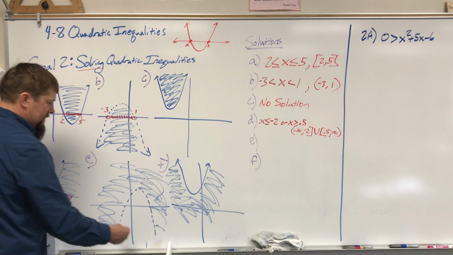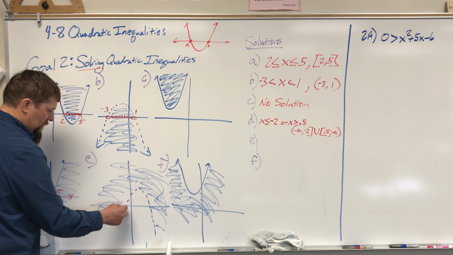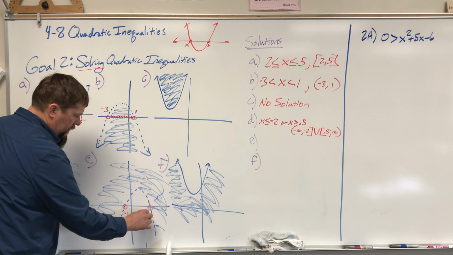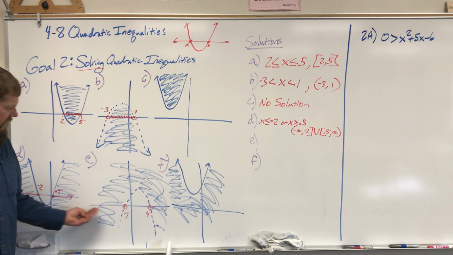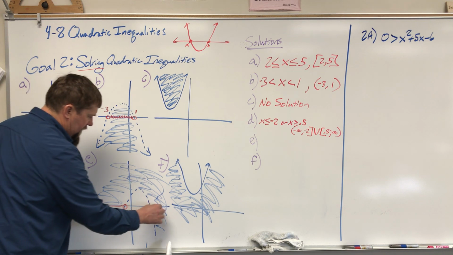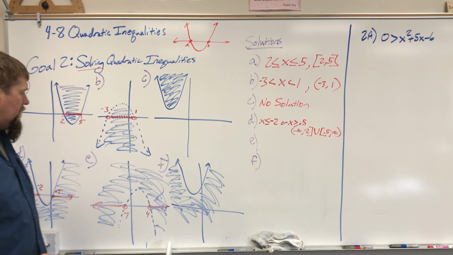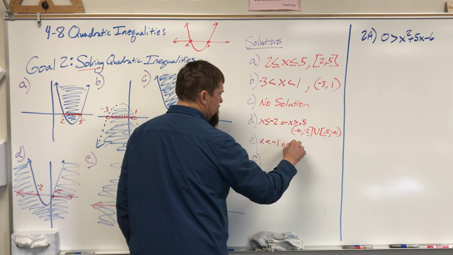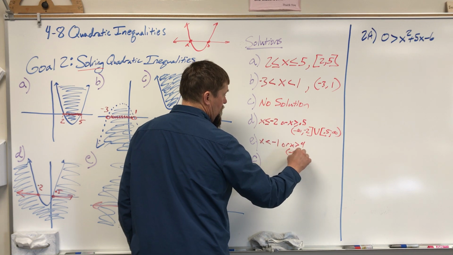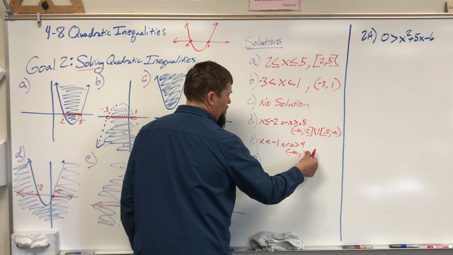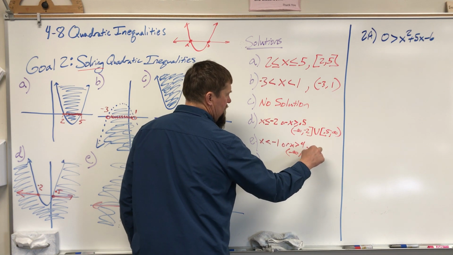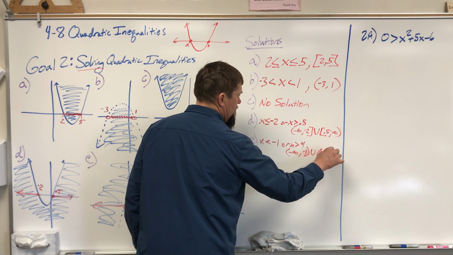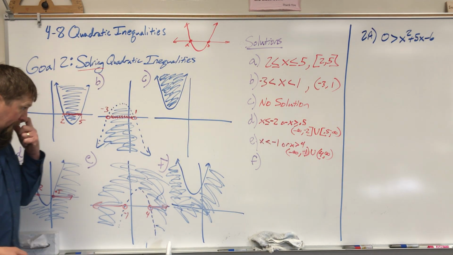Again, on this one, it's almost identical, except in this one you have open circles. And so let's say this is -1 and 4. Everything outside of -1 is shaded, everything outside of 4 is shaded. So x is less than -1, or x is greater than 4. This time you'd go -infinity up to -1 parenthesis, because it's not including -1, union parentheses 4 to infinity. So there's your interval notation.